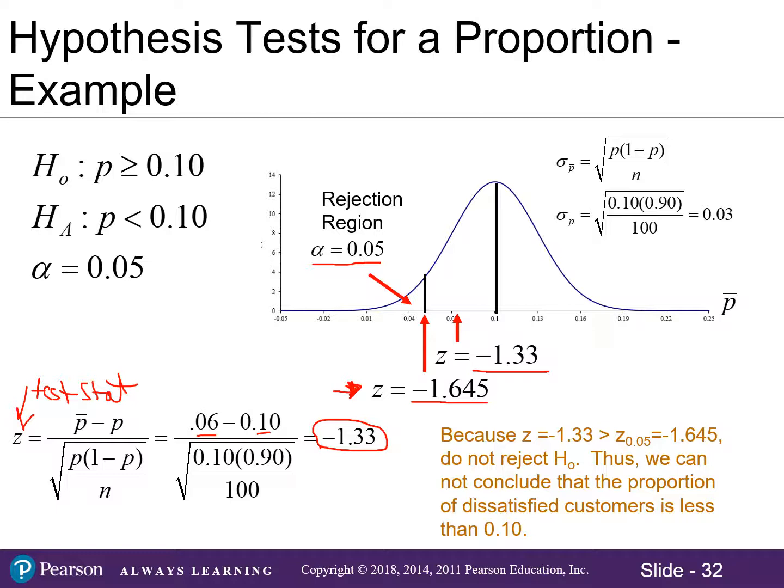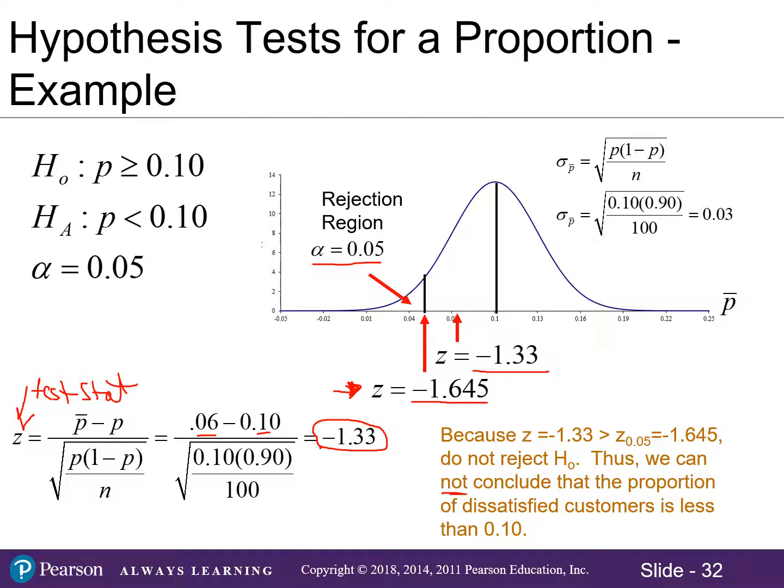So thus I can conclude the proportion of dissatisfied customers is not less than 10%, since this seems to not support the null hypothesis that they claimed. Yeah. So notice the whole not here. If you wanted to phrase this a little bit differently, you could. Kind of depends on how you like to write stuff.